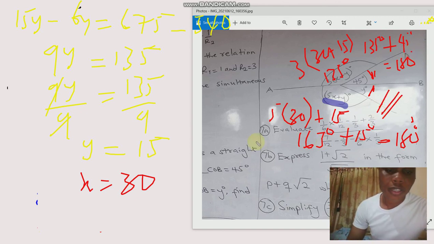Alright, so the values are 15 and 30. Okay, let's meet in part 7 for question 7. Then we are done with the try work. Alright, see you there.